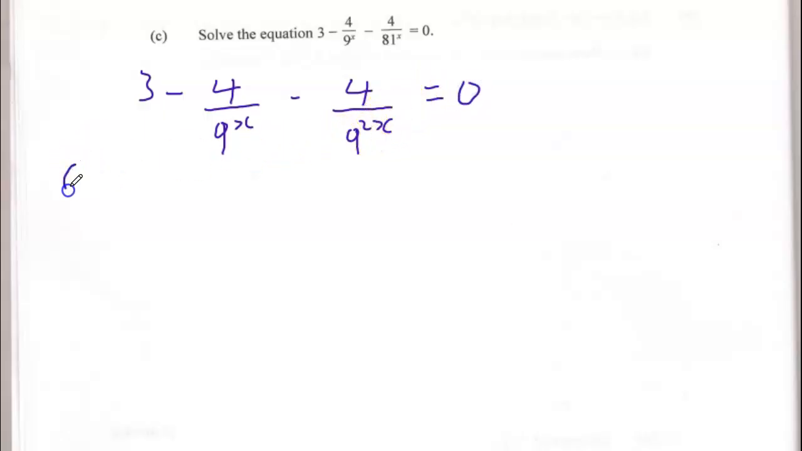Solve the equation. Now we have an exponential equation there. We should recognize that 81 can be written as 9 squared. So 4 over 81, so it's 4 over 9 squared to the power of x. So 4 over 9 to the power of 2x, right? Is equal to 0. So now to get rid of the fractions, we can multiply each term by the LCM here, which is 9 to the power of 2x. So 9 to the power of 2x times each term.